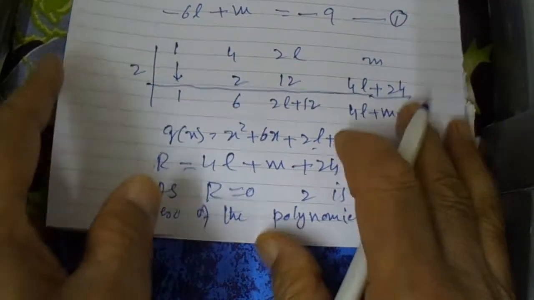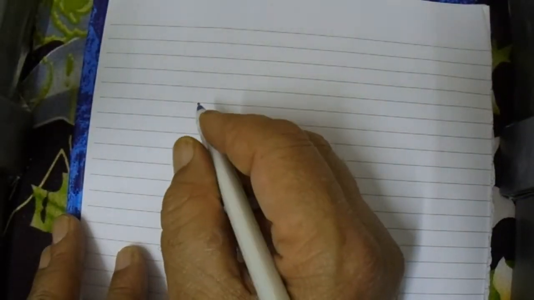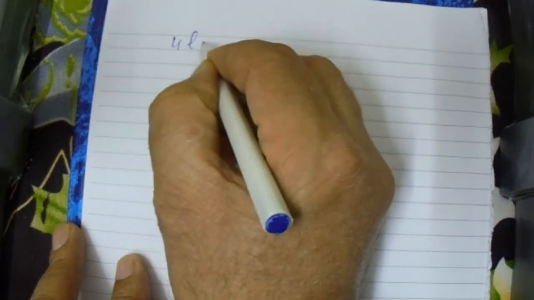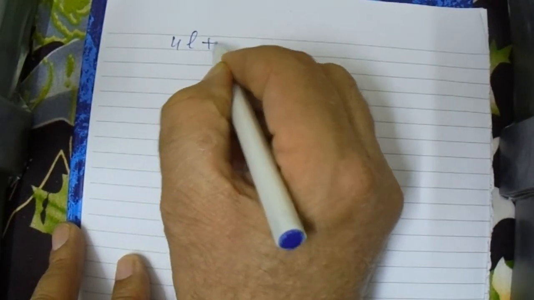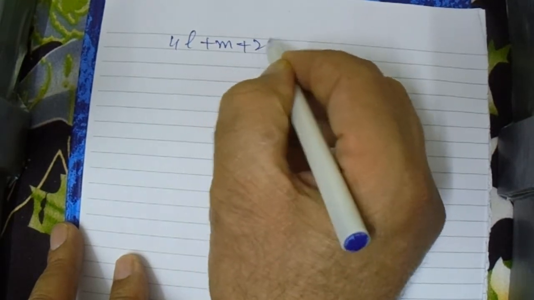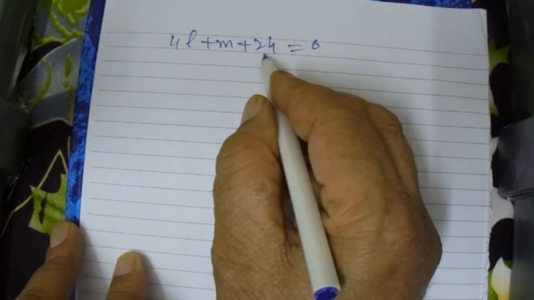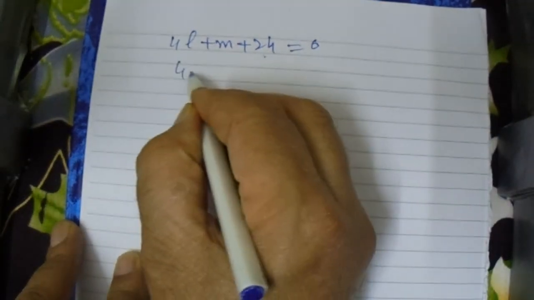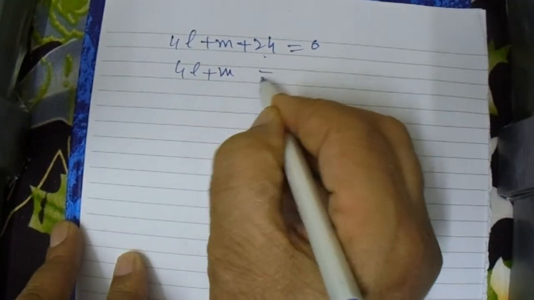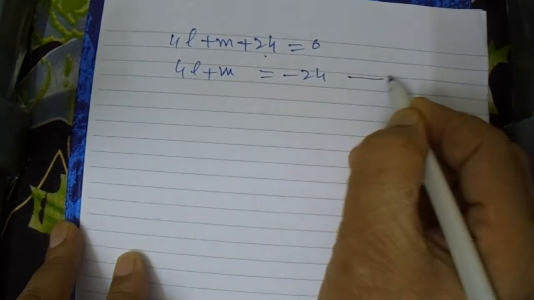So we write next page on this. Now r is equal to 0. We write here 4l plus m plus 24 is equal to 0. Now this 24 will go to the right side: 4l plus m is equal to minus 24. It is our second equation.